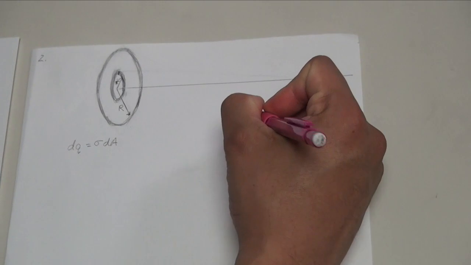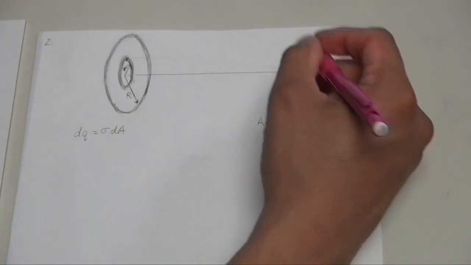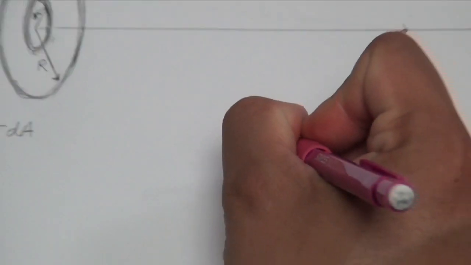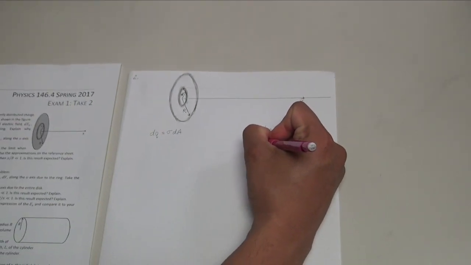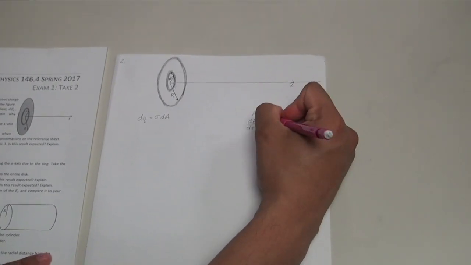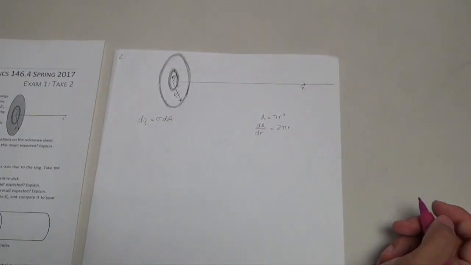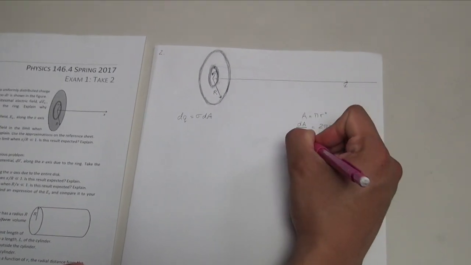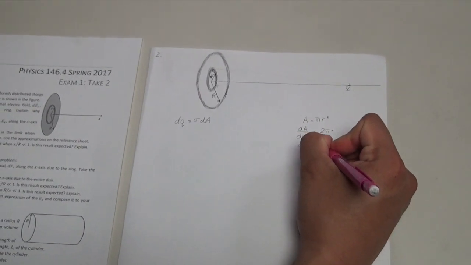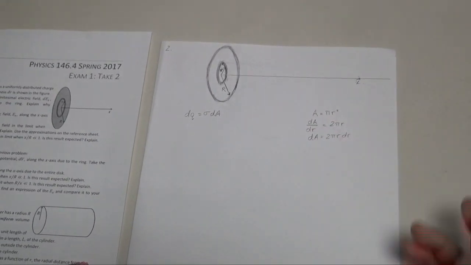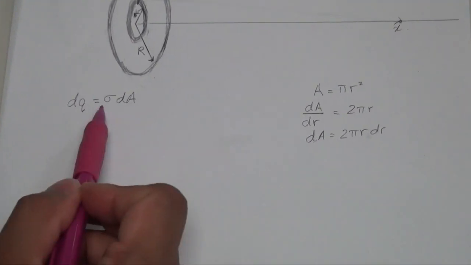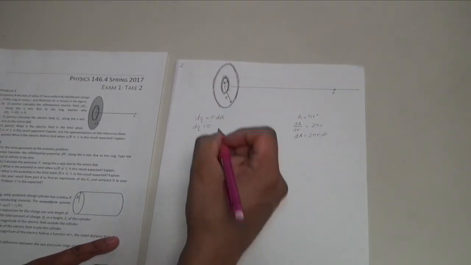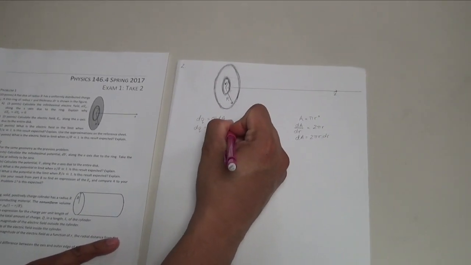If we look over here, the area of a disk is pi r squared. And if we want to differentiate with respect to r, we will get 2 pi r, and we move the dr over to the right-hand side, which would give us 2 pi r dr. Now we have our dA. We plug it in here. dq equals the charge density times 2 pi r dr.